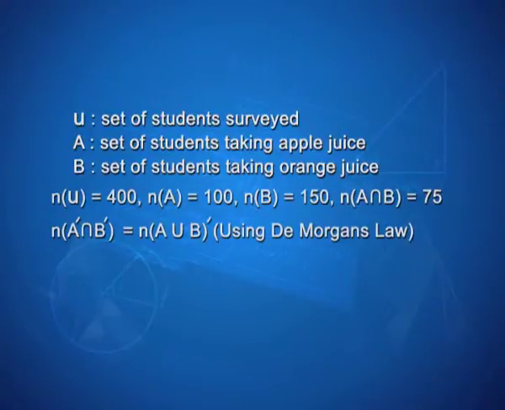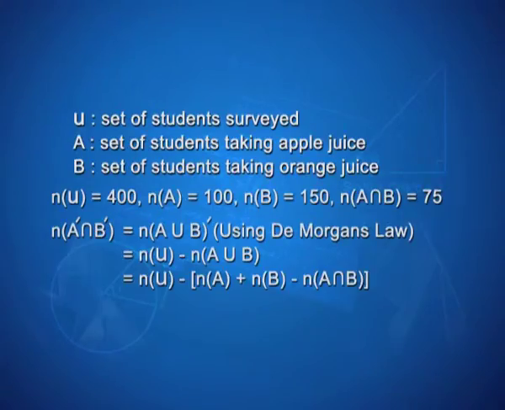This will be given by the number of elements in (A union B) complement, which, as we all recall, is De Morgan's law. This can be written as the number of elements in the universal set minus the number of elements in A union B, because complement means all the elements in the universal set which are not part of A union B.